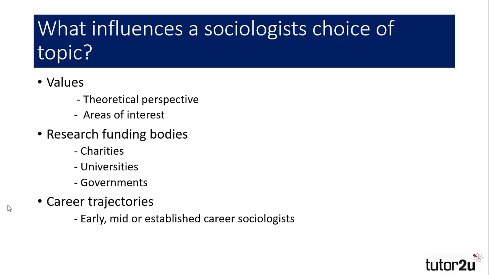When selecting a topic to research or a method to use to conduct that research, sociologists are influenced by a series of factors. Some of these relate to their own personal values, such as their theoretical perspective or their area of interest. For example, sociologists influenced by Marxist traditions will ordinarily look at inequalities in society that are based upon a person's social class. Feminists would ordinarily look at inequalities between the genders in an area of society. These may be further influenced by their own area of specialism, for example education, media, beliefs or family life.